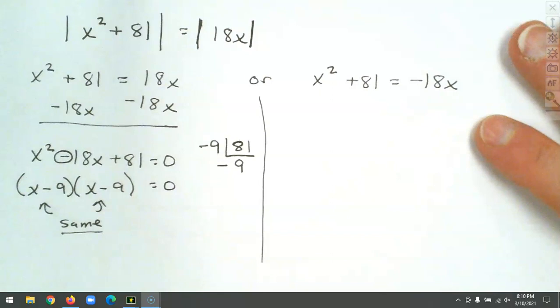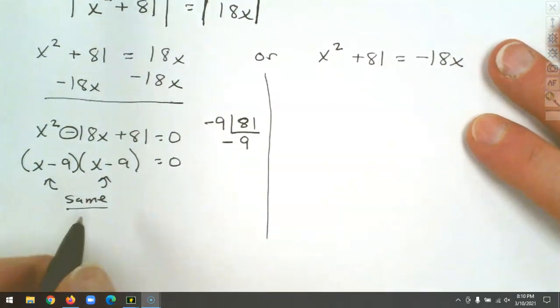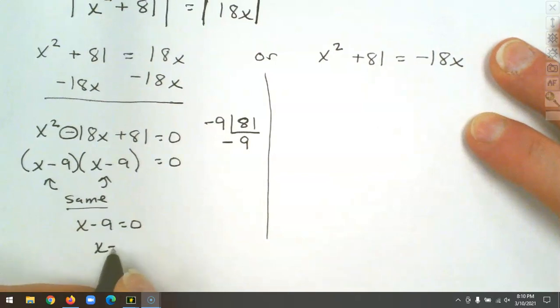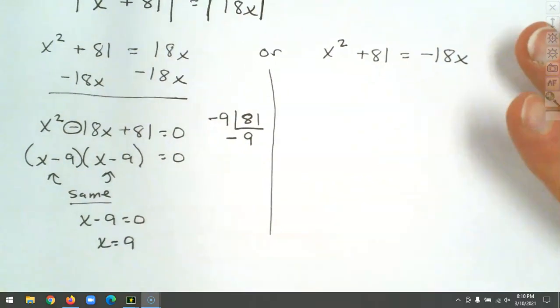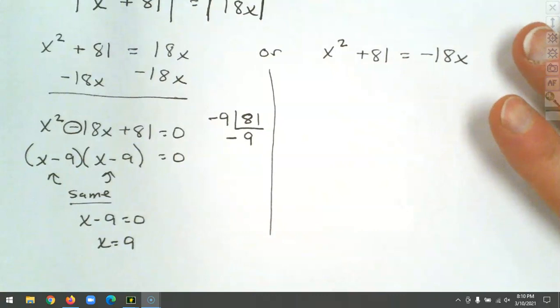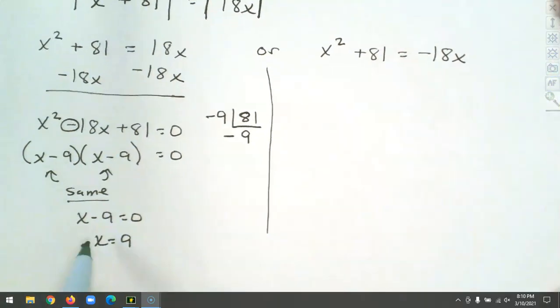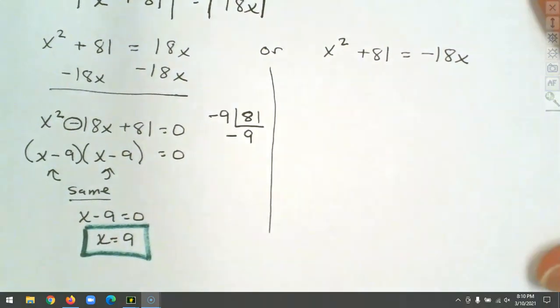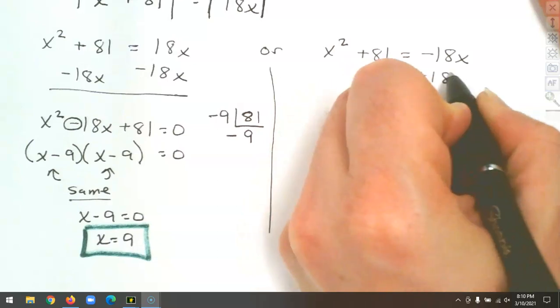So we only have to solve one of them. So x minus 9 equals 0. That gives you, when you move it over, your first solution, which is x equals 9. What about the other one? Same process. Add your 18x over.